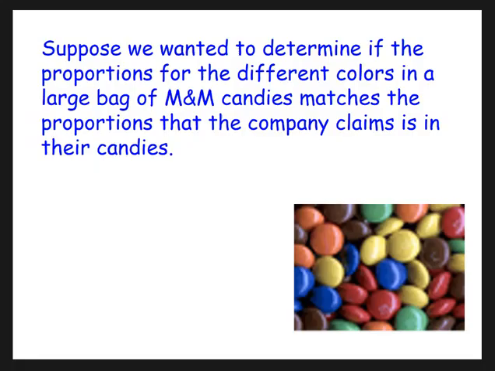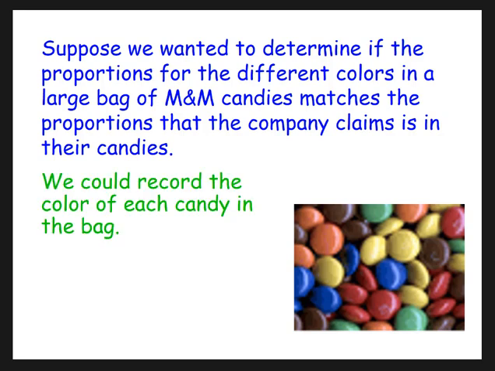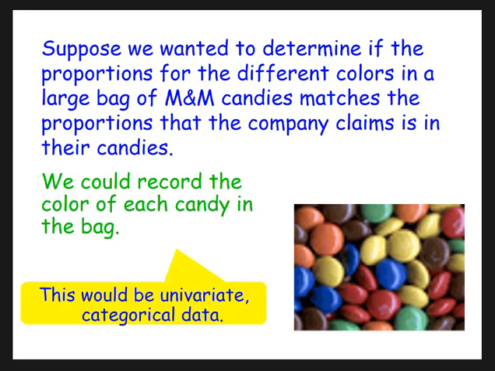So suppose that we want to determine if the proportion of the different colors in a large bag of M&M candies matches the proportion that the company claims is in their candies. So we can record the color of each candy in the bag. This would be univariate categorical data, so only one variable, and it's split into categories. We're looking at the frequency of categories.